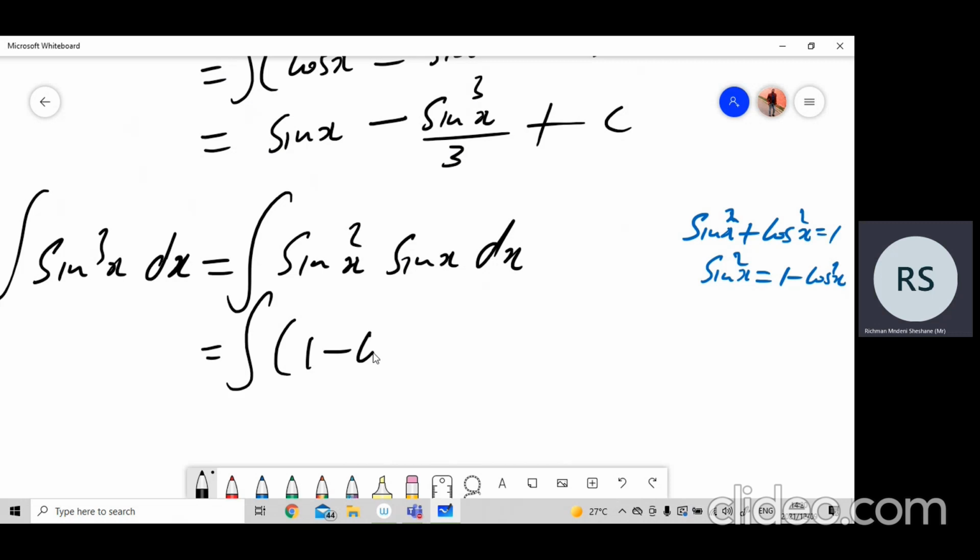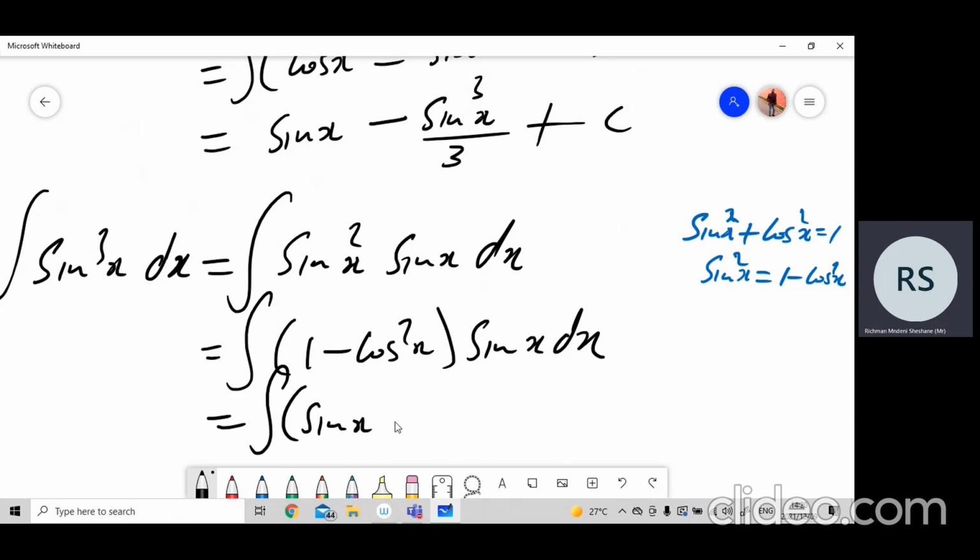It's 1 minus cos squared x and then sine x dx, and multiply sine inside: sine x minus cos squared x times sine x dx. So you're able to integrate it. The integral of sine, we know, is minus cos, and for the integral of the function to the power of n, the derivative of cos is minus sine, so you have minus sine outside. So it will be easy. You use the standard integral again. So please continue.